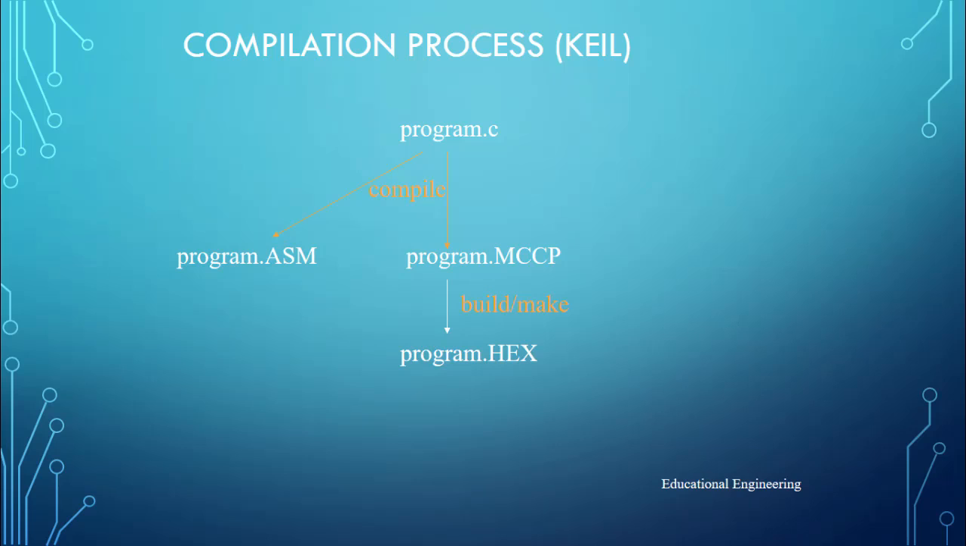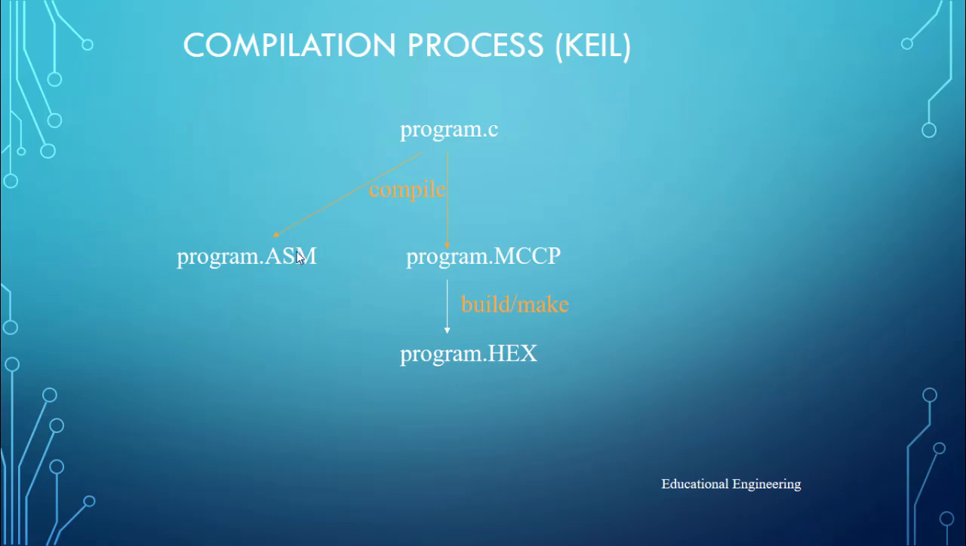Hello again. In this lesson, we will see different types of files created by the mikroC software IDE. The main file is called program.c. When we compile it, we will save a project file called program.mcppi, and the compiling process will generate a hex file that we can use with our microcontroller.